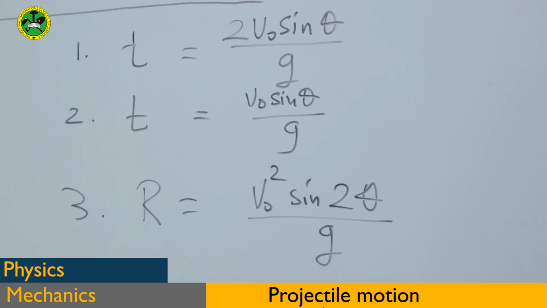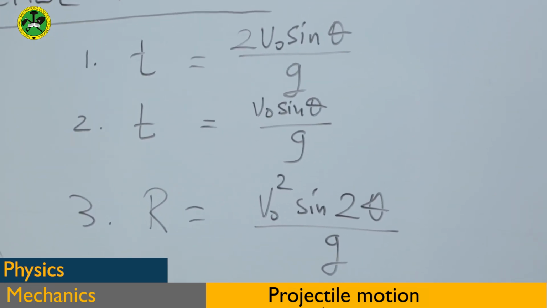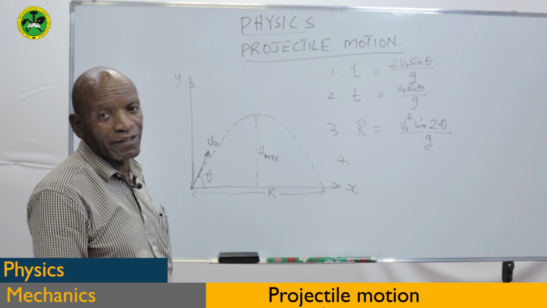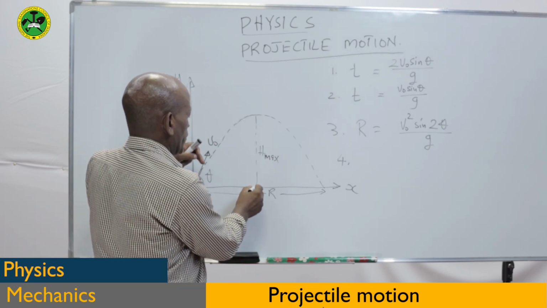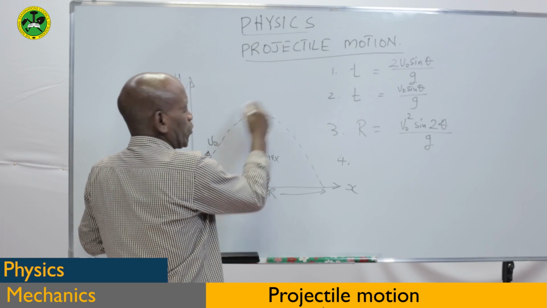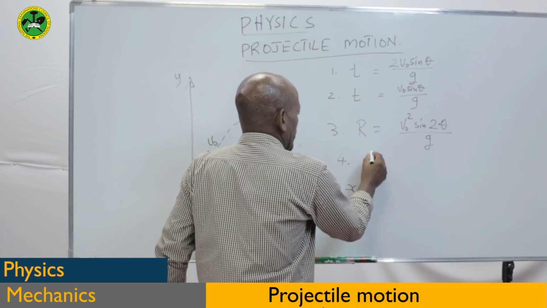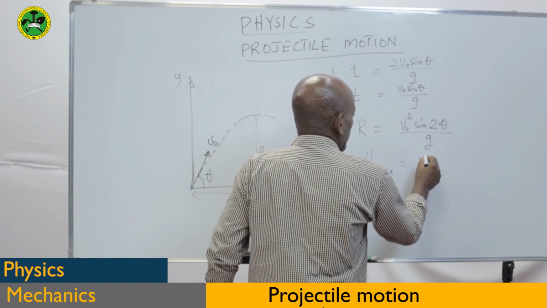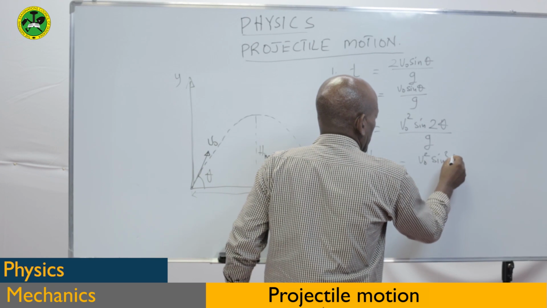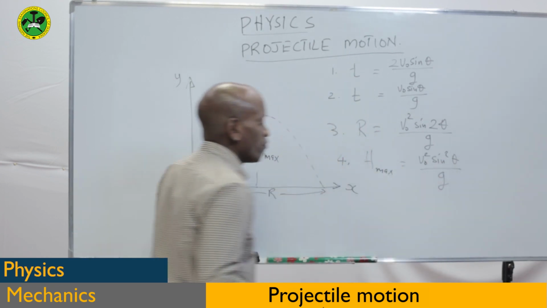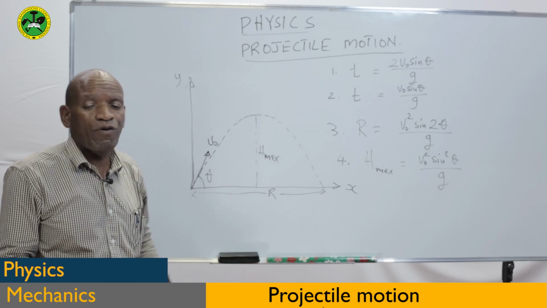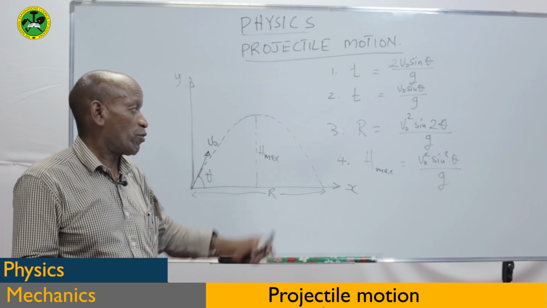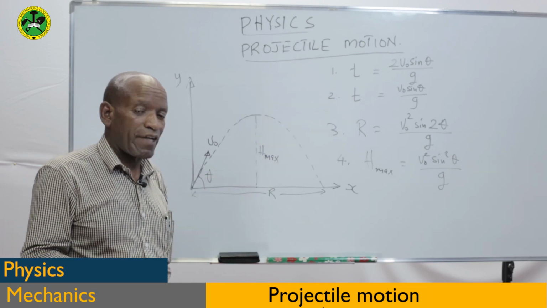This is the range. And the fourth formula, which is really very basic, is the maximum height, from this point to the maximum point of the trajectory. This maximum height is equal to v0 squared sine squared theta over 2g. So these are the 4 basic formulas which I understand you have already learned, and you should know how to derive them.